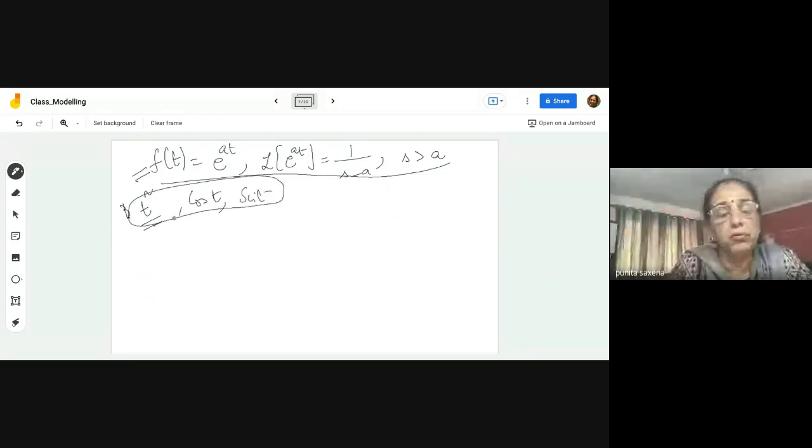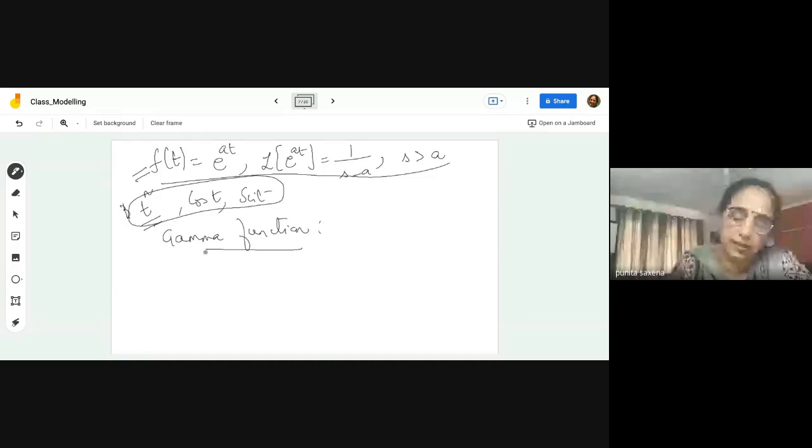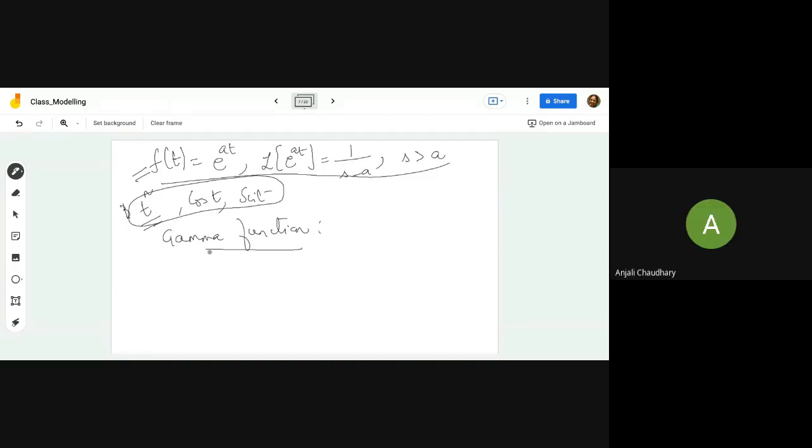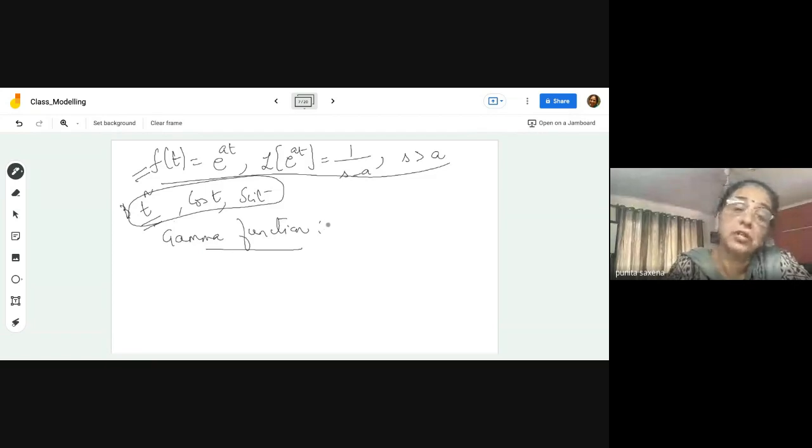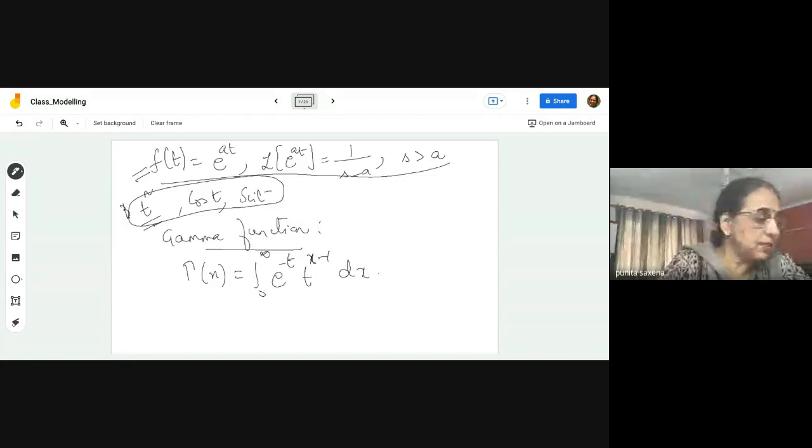But before we move over to such functions, have you ever heard of a special function which we call a gamma function? Have you heard of it? Yes, ma'am. Right? Now, gamma function is a very special kind of improper integral, if you remember. And gamma function of x is defined as integral 0 to infinity e to the power minus t, t to the power x minus 1 dx, if I'm not wrong. Isn't it?